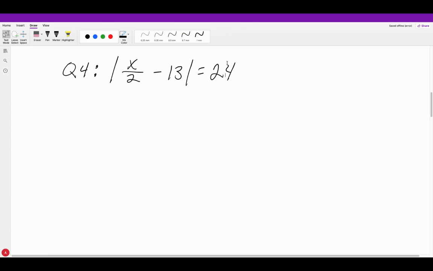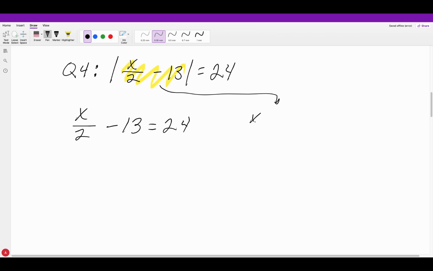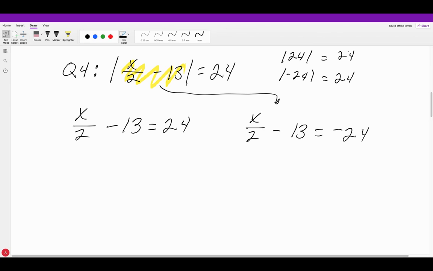All right, so this is the last problem I'm going to go through with you, and then there's another problem I'm going to present that we'll discuss. But same thing. We take everything that's on the inside of our absolute value. So we know that x over 2 minus 13 is going to be equal to what we have here, which is positive 24. And then we're going to create our second equation, which is x over 2 minus 13 is going to be equal to negative 24. Because we know both a positive 24 and a negative 24 will both give us a 24 as our answer. So that's why we need to say, okay, well, what's on the inside of the absolute value can be both negative and positive.